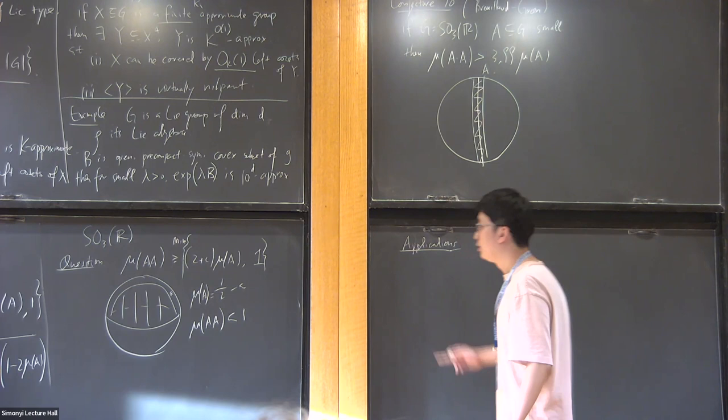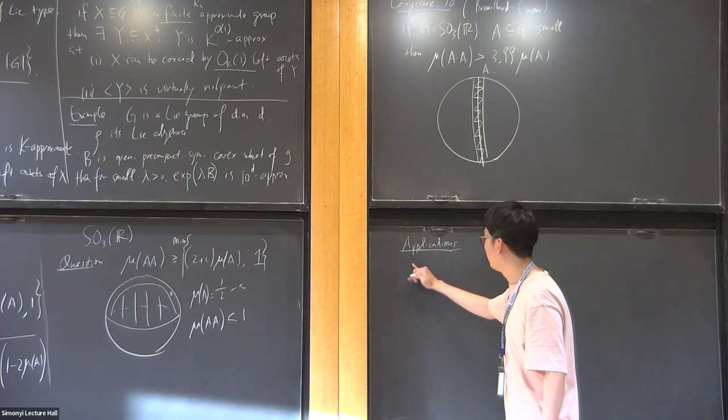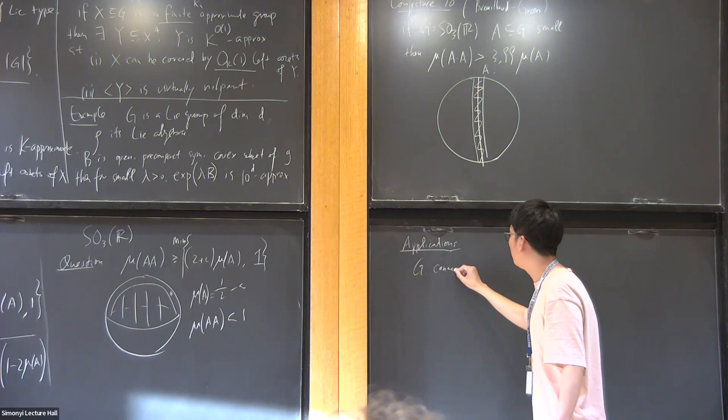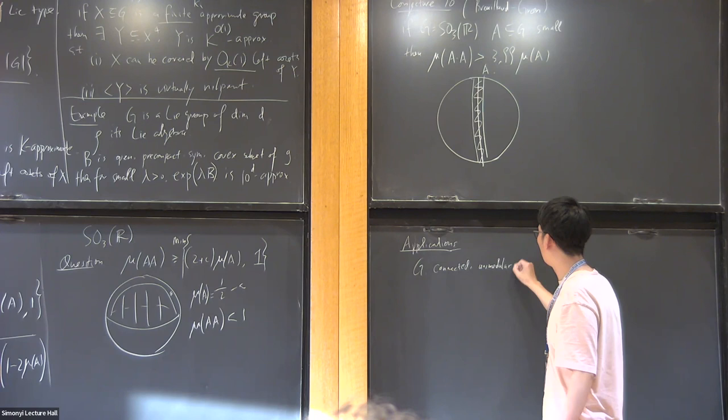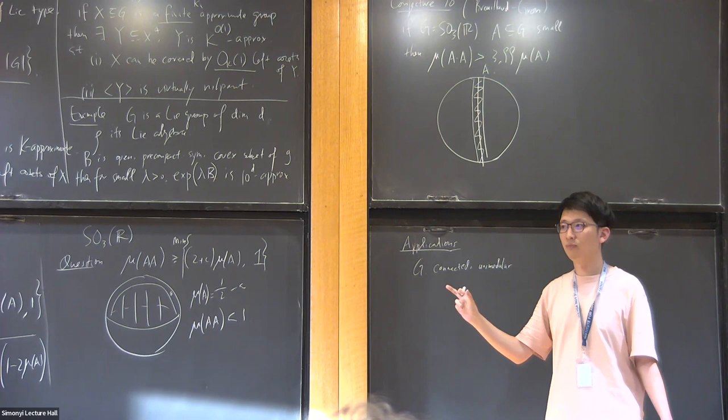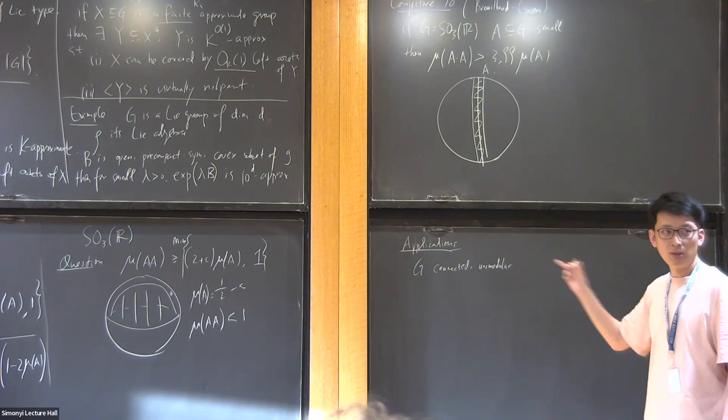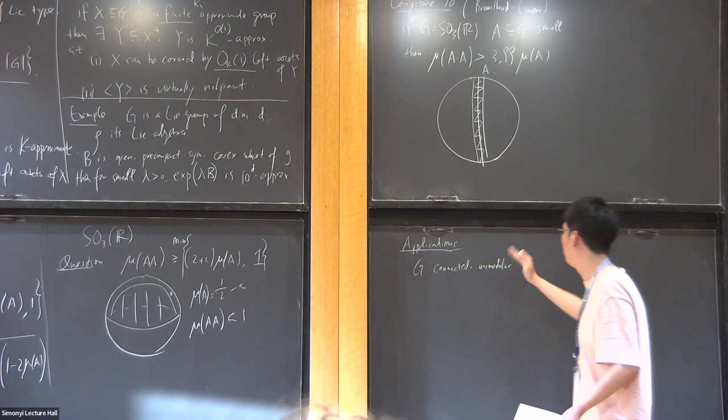Let me just write. So G is a connected unimodular locally compact group. You probably don't know what unimodular is, it doesn't matter. Unimodular just means your Haar measure is very nice. It's not only left translation invariant, it's also right translation invariant, under translation in both directions, which is a nice analogy of cardinality.